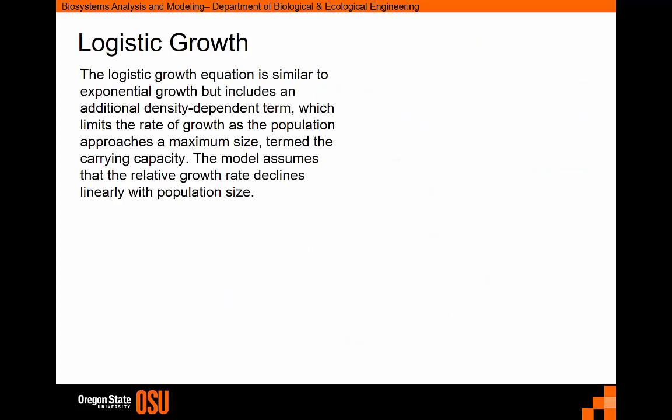The exponential growth model has many assumptions and limitations that may or may not hold up to real-world scrutiny in some situations. High among these is the assumption that the population can continue to grow forever, which obviously is not possible with any real population. One modification we can make to address this is to add an additional term to the model that limits the rate of growth as the population approaches some maximum size, termed the carrying capacity.